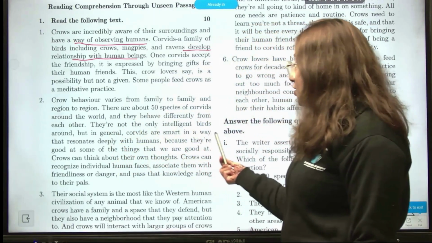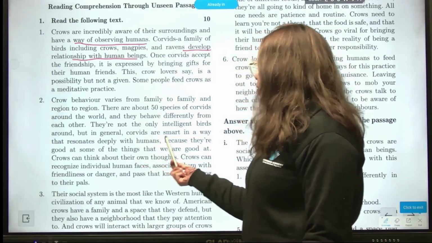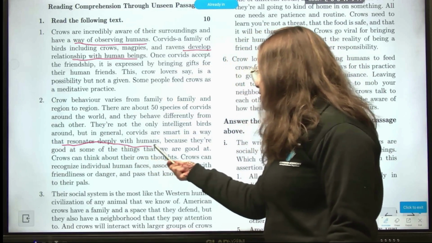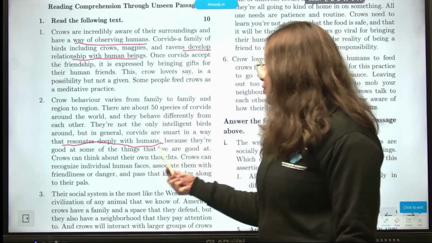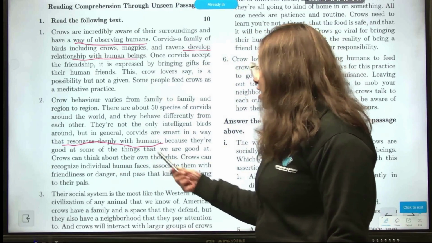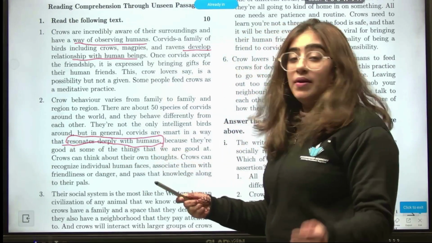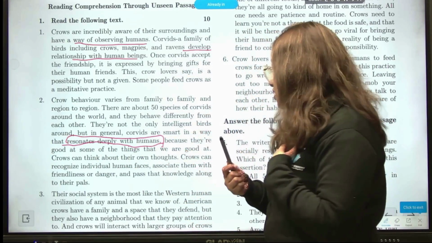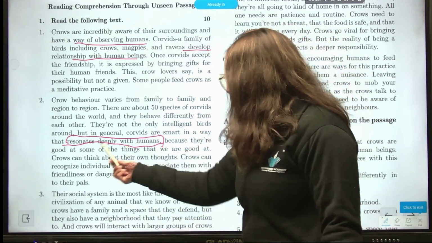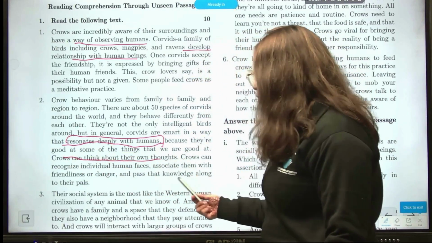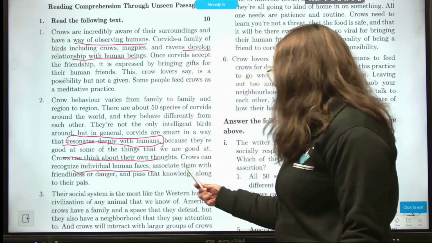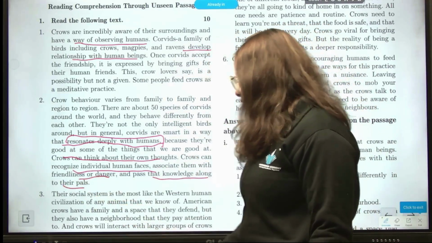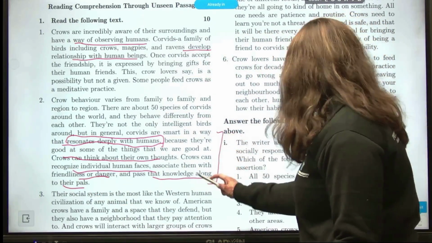They're not the only intelligent birds around but in general, corvids are smart in a way that resonates deeply with humans. So, आ गया that they resonate deeply with human because they are good at some of the things that we are good at. तो जो birds हैं, they resonate with human because they are good at few things जिसमें हम भी good हैं. तो वो देखते हैं क्या है, crow can think about their own thoughts, ठीक है. Crows can recognize individual human faces, associate them with friendliness or danger and pass that knowledge along to their pals. ठीक है, एक तो ये reason हो गया.